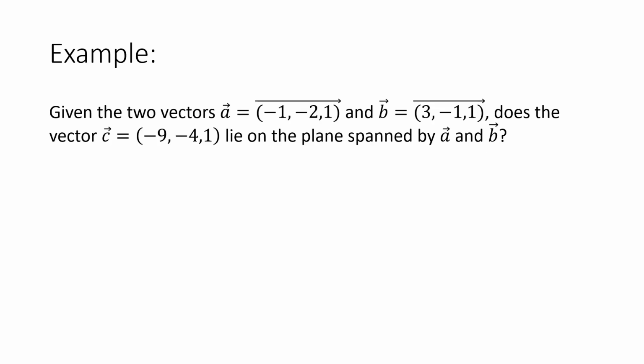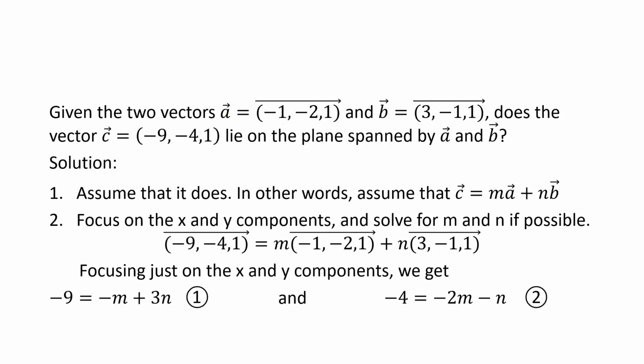Now, let's do a couple of meat and potato type of examples here. Given the two vectors a equals -1, -2, 1, and b equals 3, -1, 1, we want to know if the vector -9, -4, 1 lies on the plane spanned by them. These are definitely not collinear vectors, and they're in 3 dimensions, so they will span a plane in R3. This vector here may be one of the other vectors on that plane, and it may not be. Let's figure it out. And here's the process. What we'll do is we'll assume for a moment that it does lie on the plane spanned by a and b.